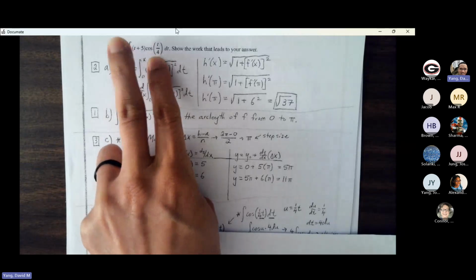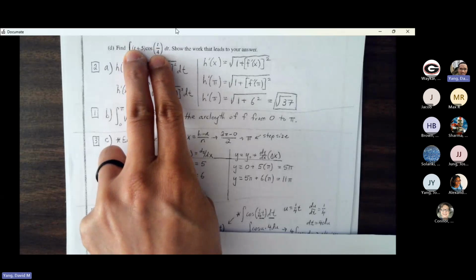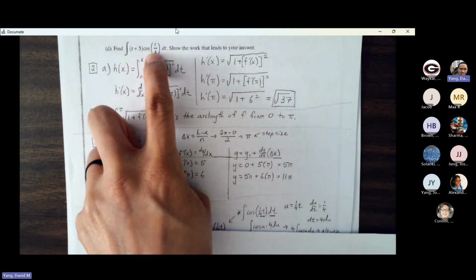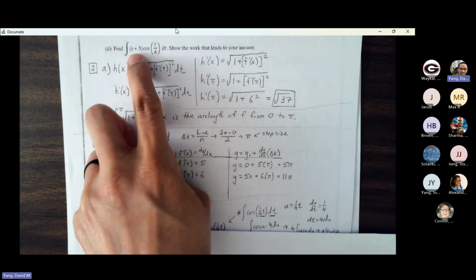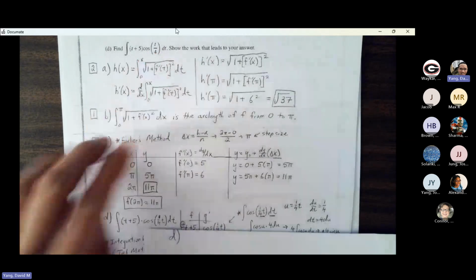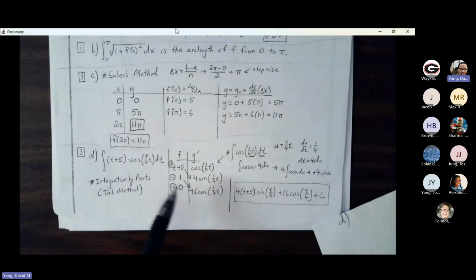And the nice thing is that there's no logs involved, so we should be able to apply this using the tab method. Our polynomial algebraic expression is t plus 5. Our trig is cosine of t over 4. We can let our f be t plus 5. We can let our g prime be cosine of t over 4. And then we're just going through our tab method here.